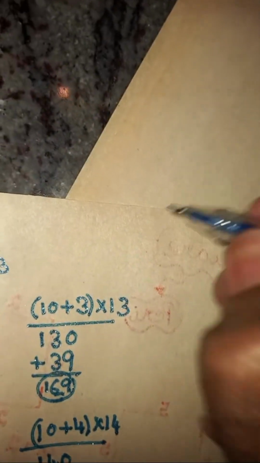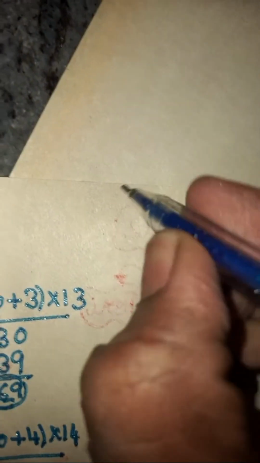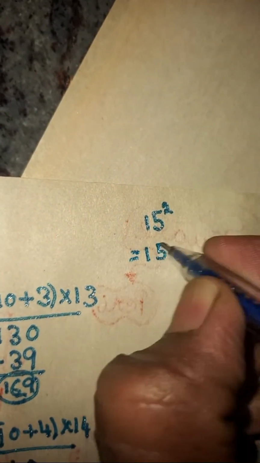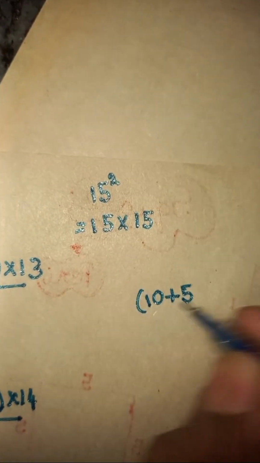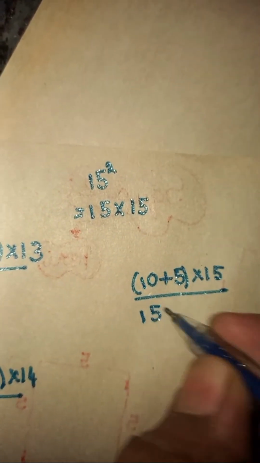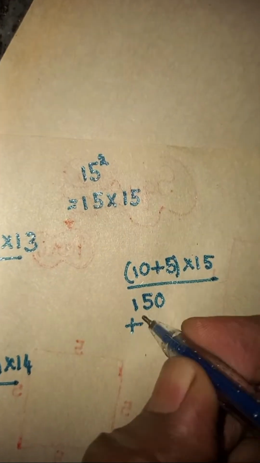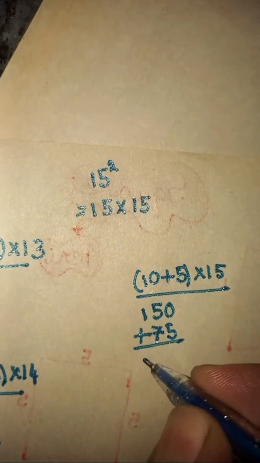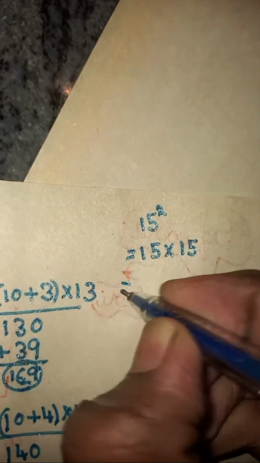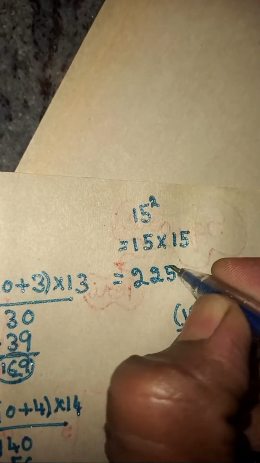And now let's write what is after 14 square. 15 square. 15 square equal to 15 times of 15. Now 15 can be split and written as 10 plus 5 times of 15. 15 times of 10 is 150 plus 15 times of 5 is 75. It's going to become 225. So this 15 square is 225.